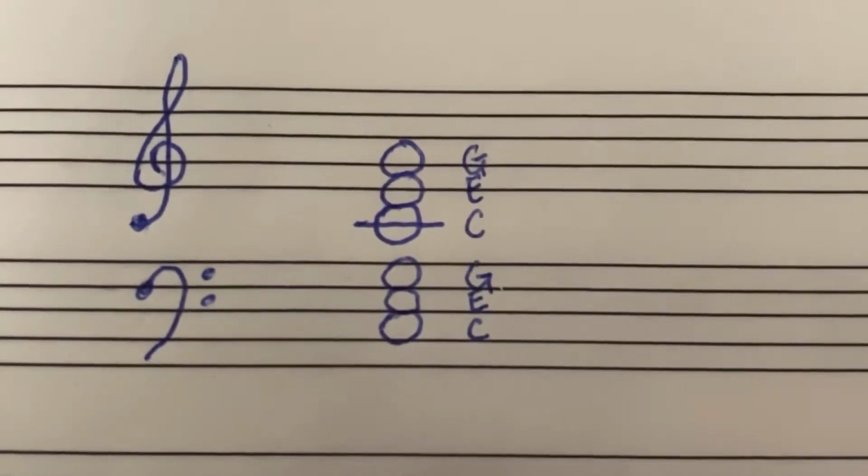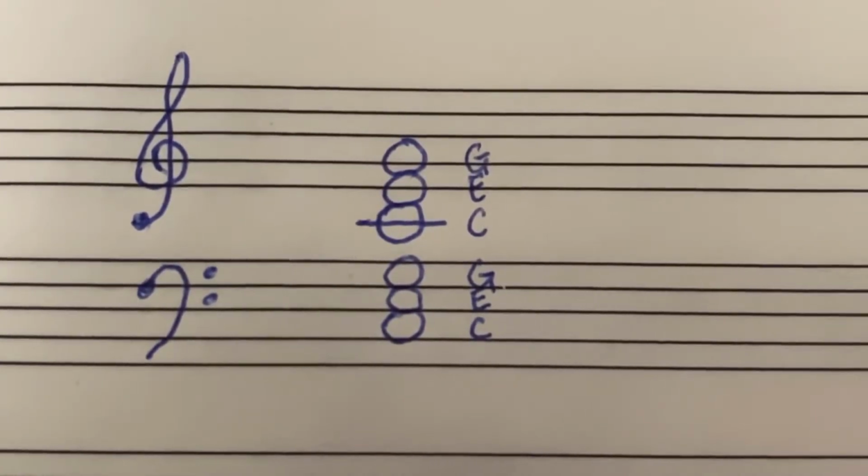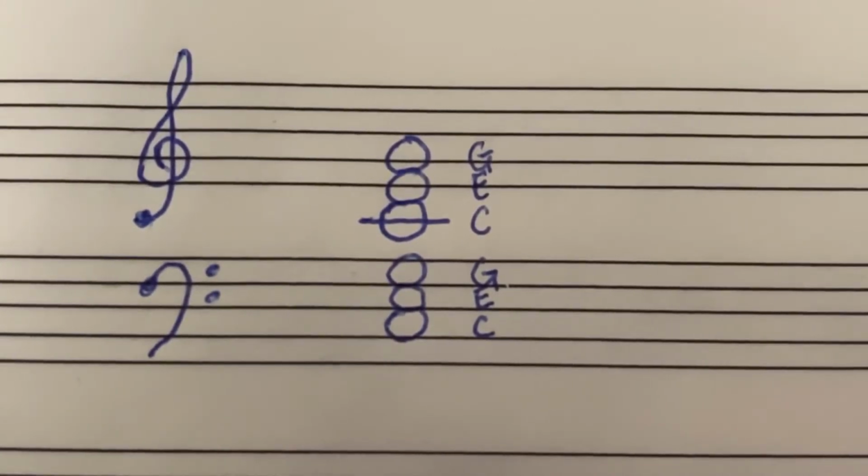One thing that's interesting here is hopefully you've noticed that the lines and the spaces don't have anything to do with whether the note on the piano is white or black.